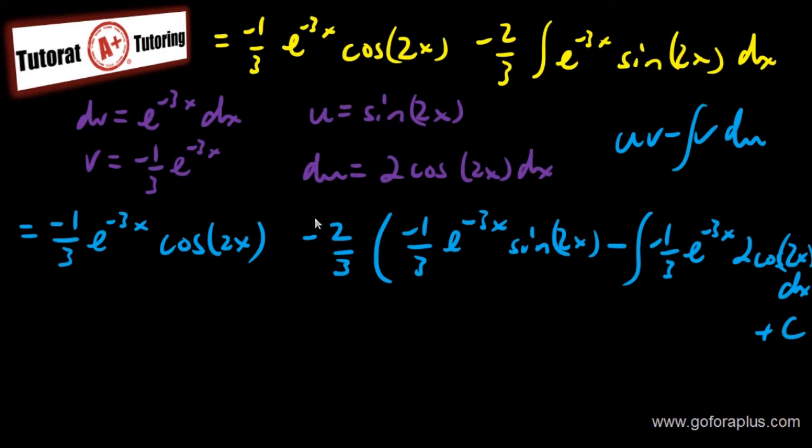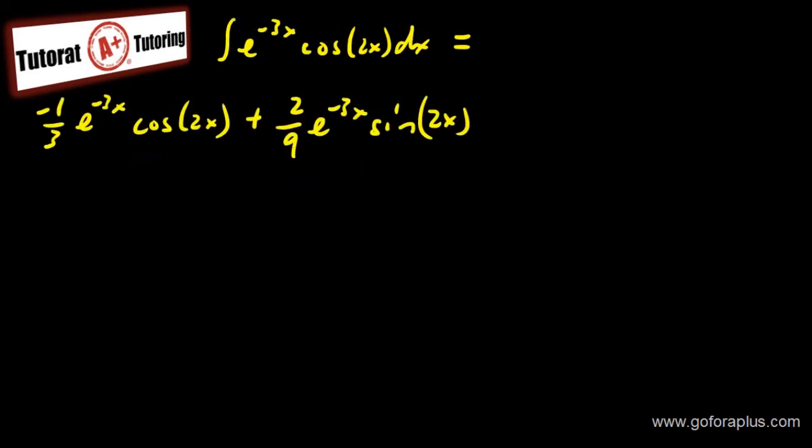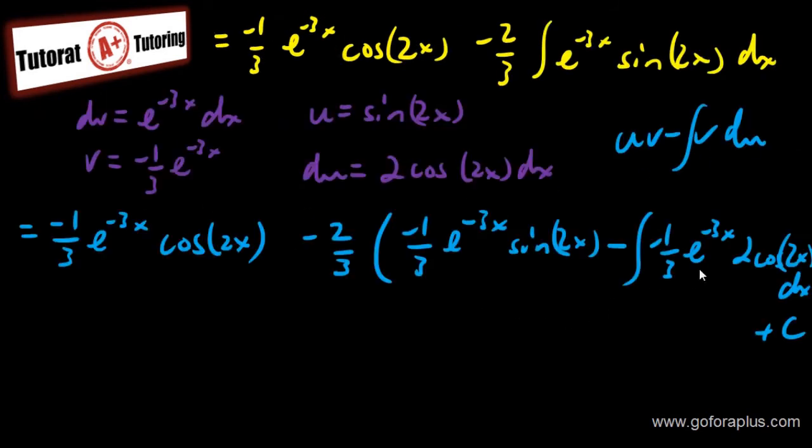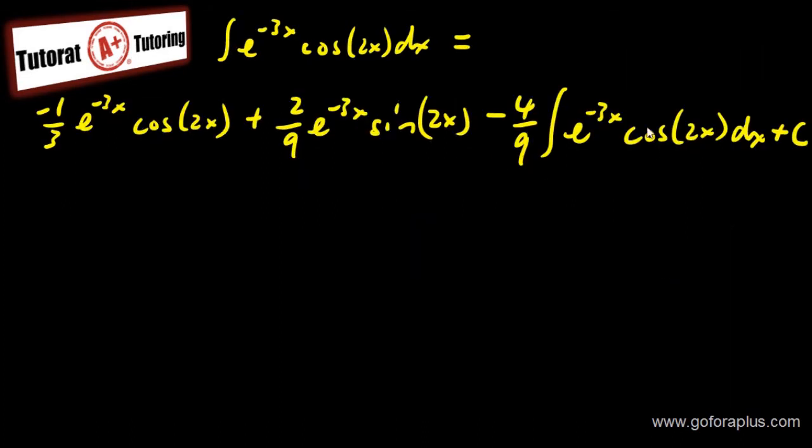Minus minus, but then I still have a minus. So I have minus 2/3 times 2/3, which is 4/9. Minus 4/9. So I have minus 4/9 integral of e to the minus 3x cos of 2x dx plus c. Let me double check that. So I have something like here. Okay, so that's good enough.